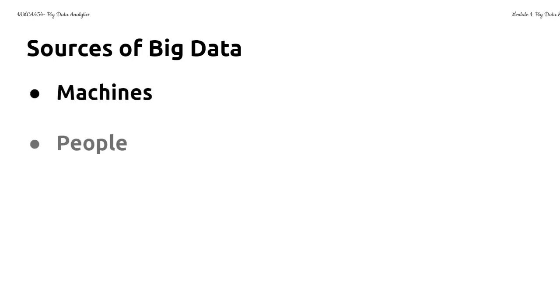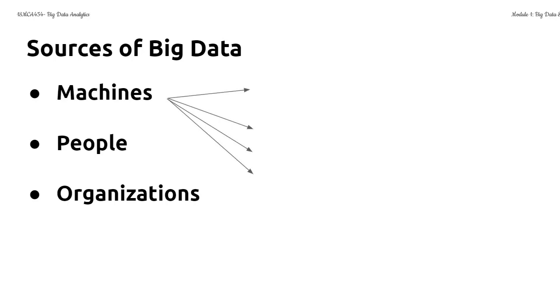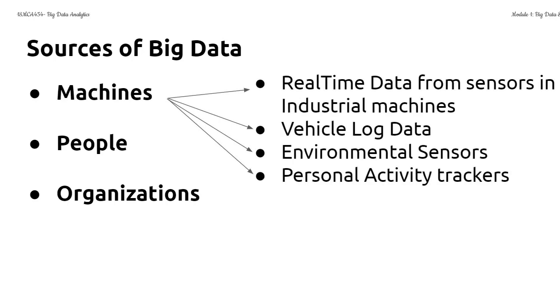So moving on, when we talk about the sources of big data, mainly there are three major sources, that is the machines, people and organizations. So these are the major sources of big data. When we talk about machines, the machine data can come from multiple things. There are different machines which generate the data.